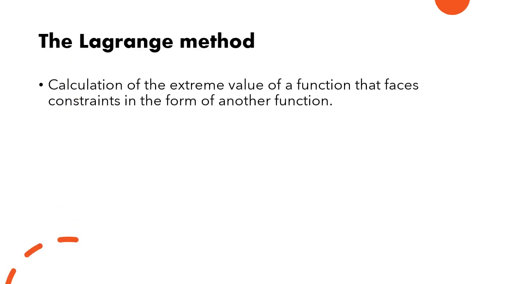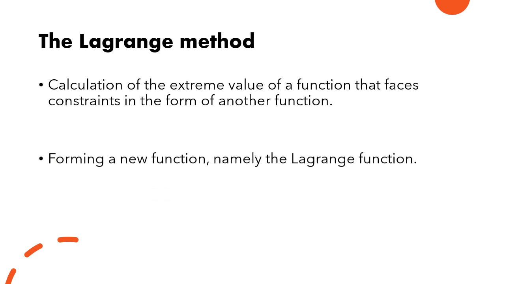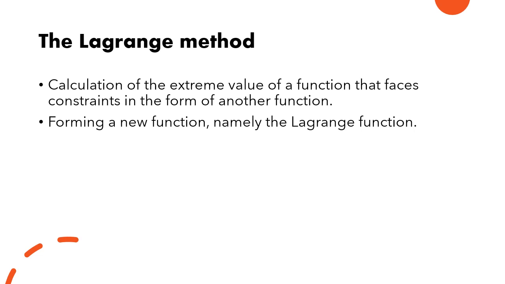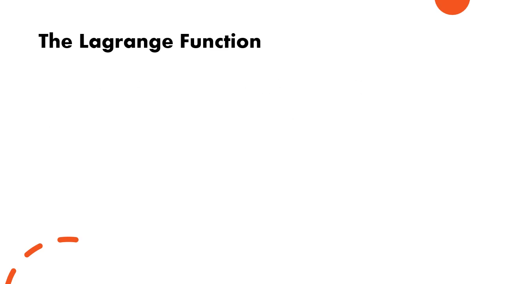The Lagrange method is the method to calculate the extreme value of a function that faces constraints in the form of another function. To combine the main function and the constraint into one function, we will form a new function and we call that the Lagrange function. The Lagrange function will start from this main function first.